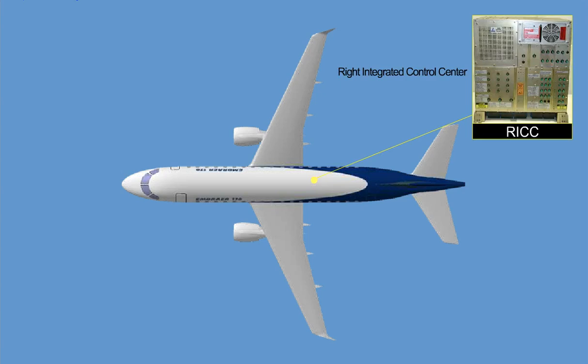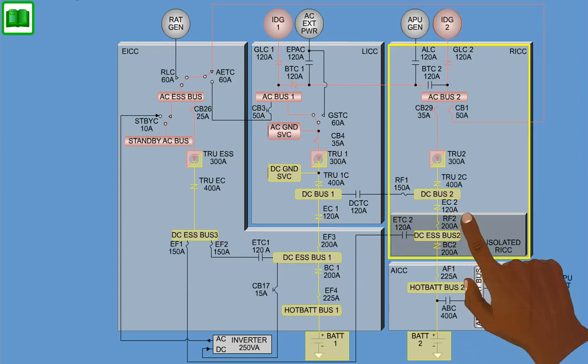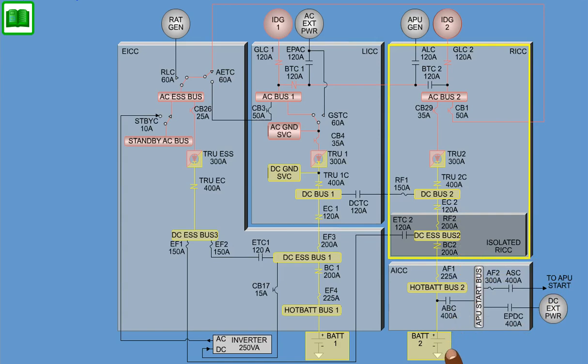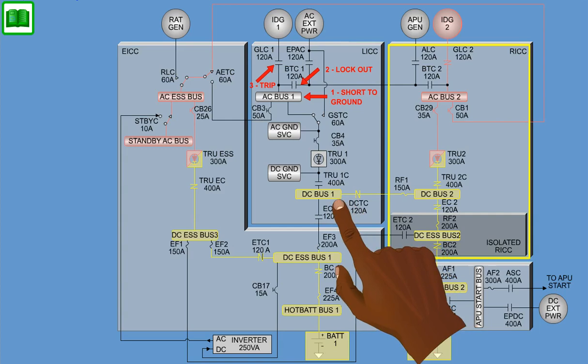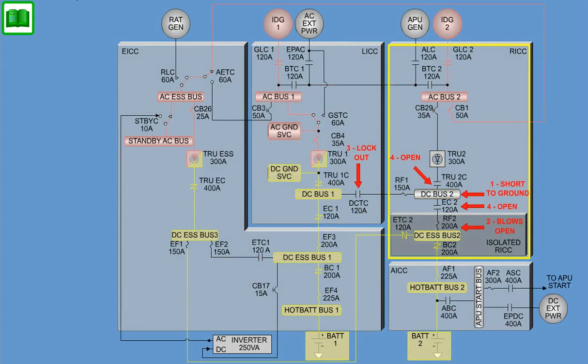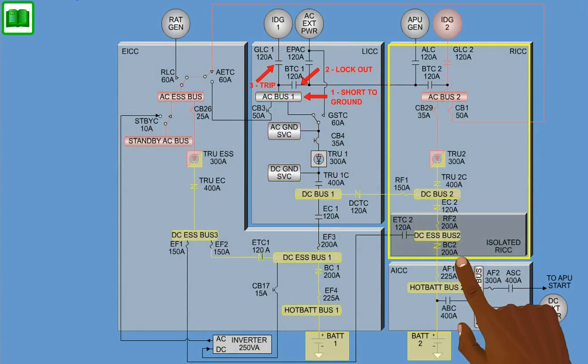The right integrated control center provides primary power distribution and protection for the main DC buses located on the right side of the airplane. The right DC buses are DC Bus 2 and DC Essential Bus 2. The RICC performs the following functions of DC distribution: charging battery 2, uses DC Bus 2 as a power source for DC Bus 1 of the LICC, uses the isolated DC Essential Bus 2 as a power source for DC Essential Bus 3 of the EICC, and as a power source for Hot Battery Bus 2 of the AICC.